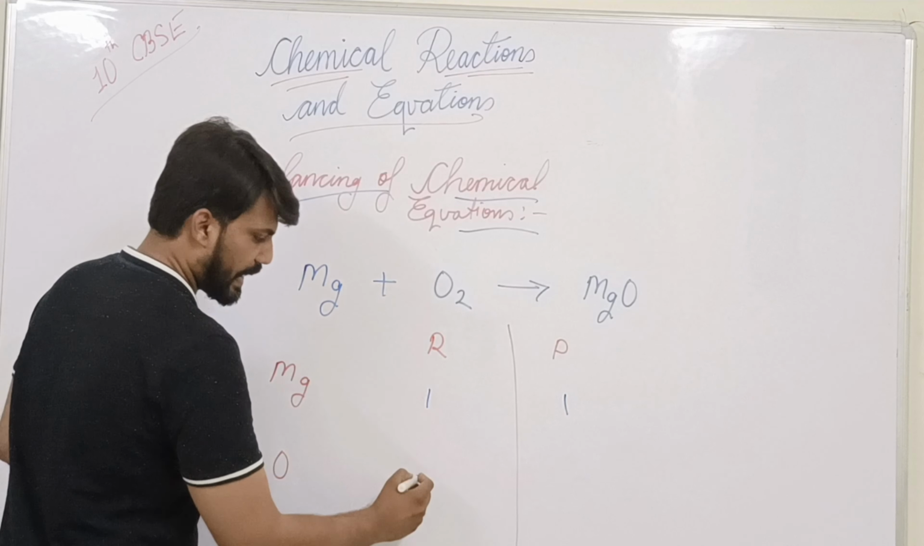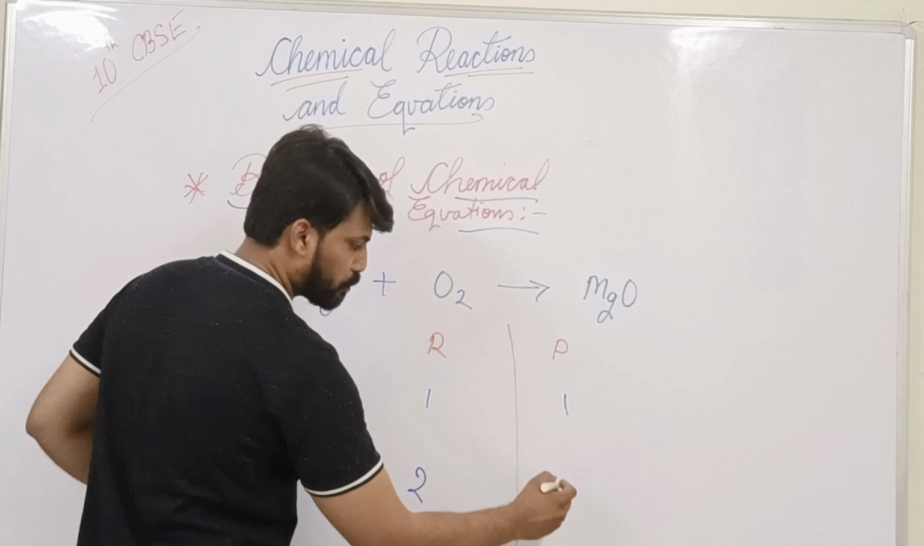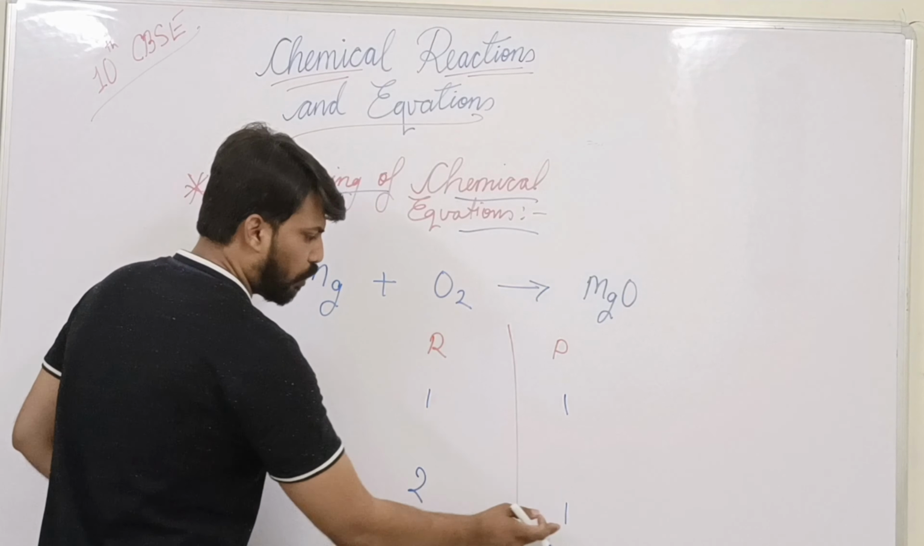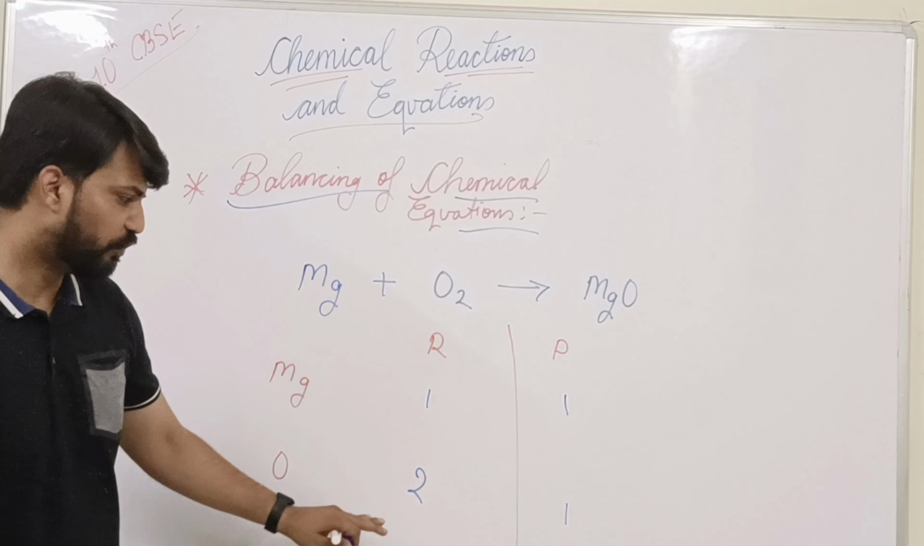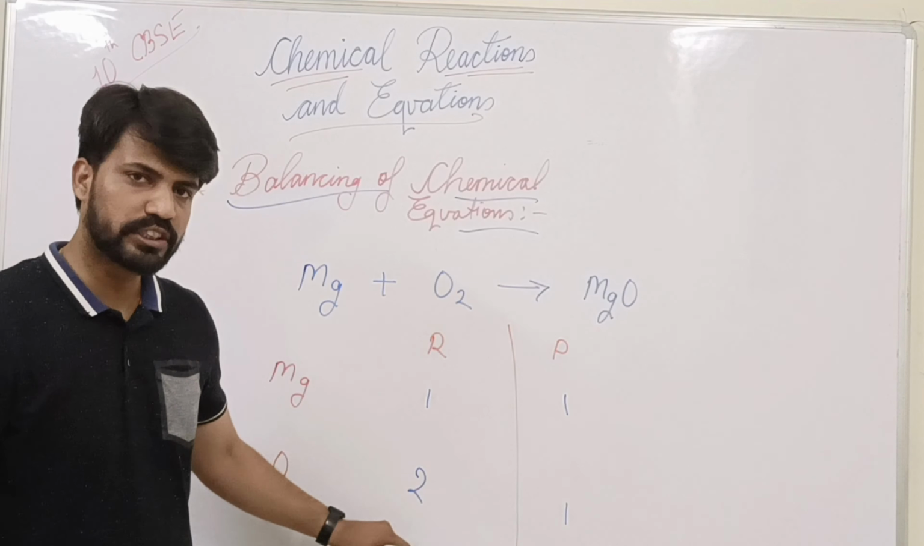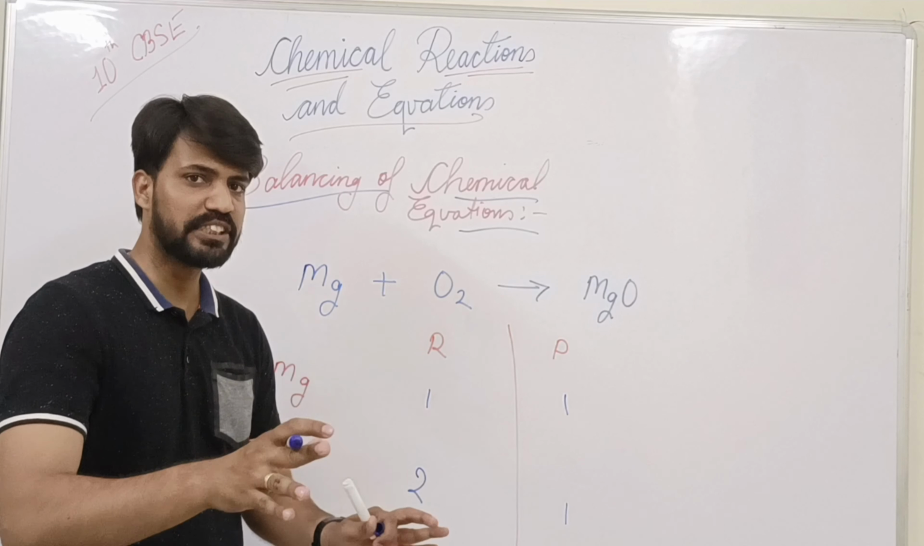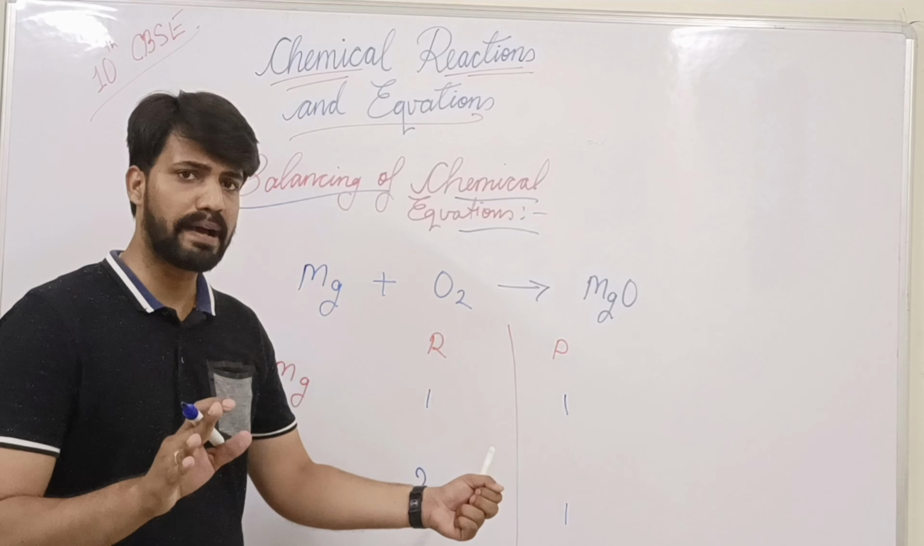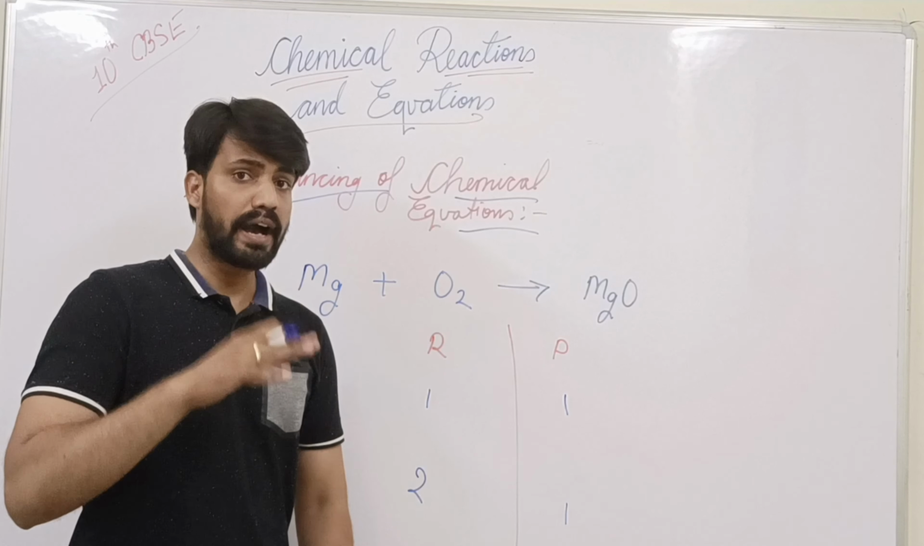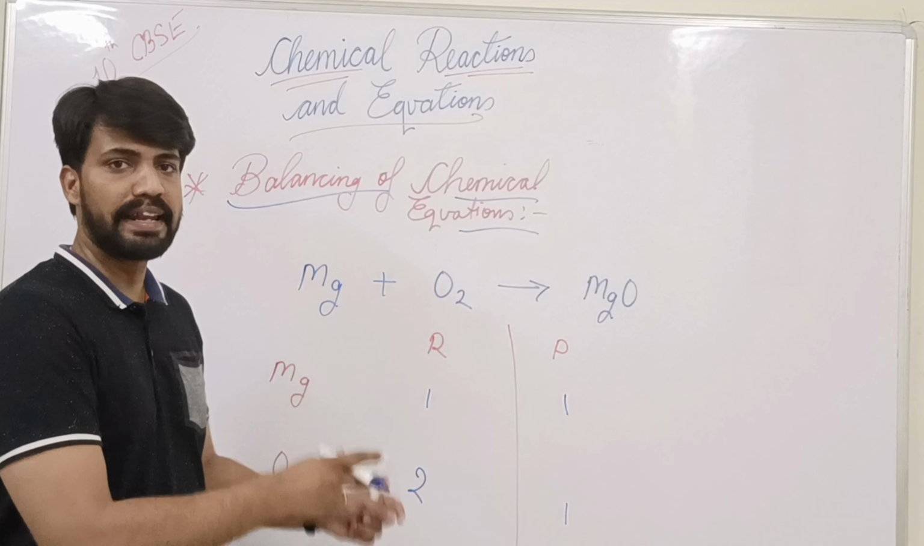Oxygen on the reactant side is 2 and on the product side it is 1, so that means oxygen is not balanced here. So first of all I need to balance the oxygen part, and at the end I also have to check whether magnesium is still balanced or it got unbalanced. If it has become unbalanced, then I will have to balance it again.